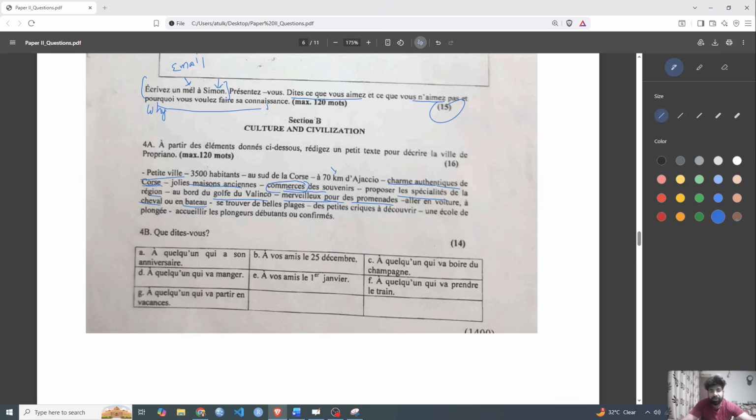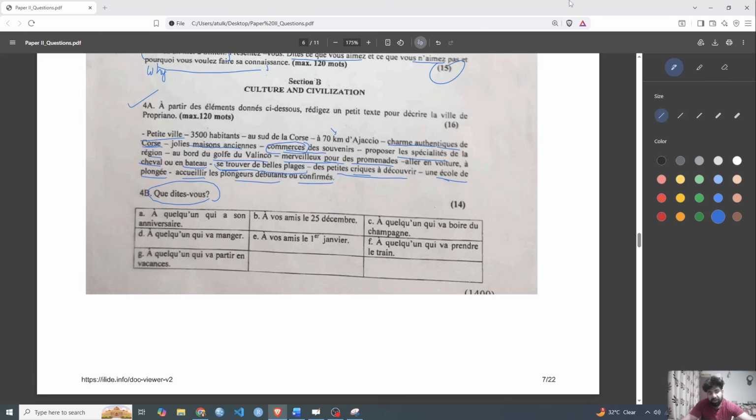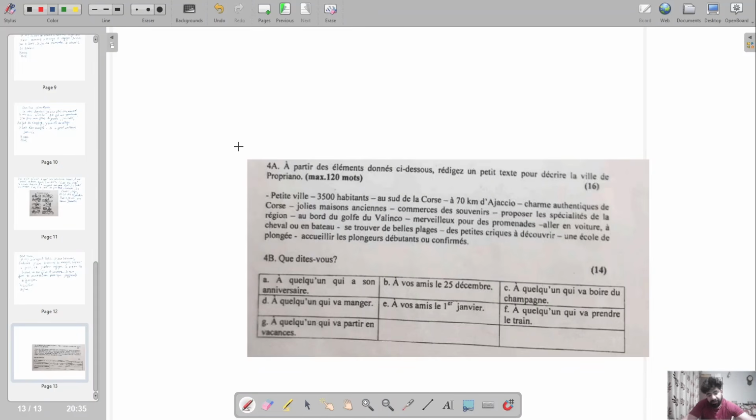Then what exactly else is mentioned? So it talks about belles plages, that means beaches. So one can find beaches there in this village. And then there is decoration, so the decoration part is also mentioned. And it talks about Ecole de Plongée, that is basically a diving school, which welcomes les plongeurs, confirmés and débutants, that means the freshers and those who have experience. So we're talking about the divers. So I'll just paste this, and we will come here.